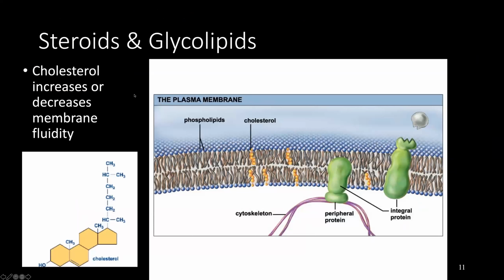Okay, steroids and glycolipids. Plasma membranes have this bilayer of phospholipids, but they almost always also have cholesterol. And they also always have proteins, and these proteins can either go all the way through the membrane, for example CFTR, an integral protein, or it can be a peripheral protein, which is embedded on one side of the membrane, but doesn't go all the way through.